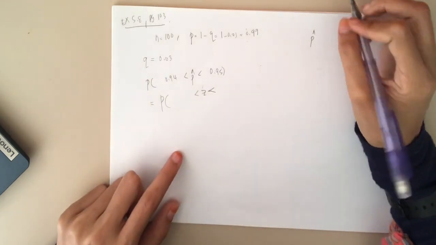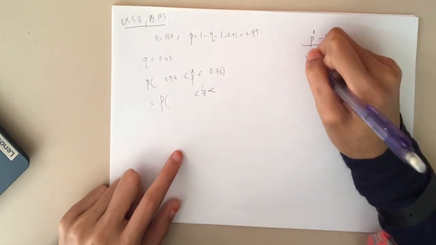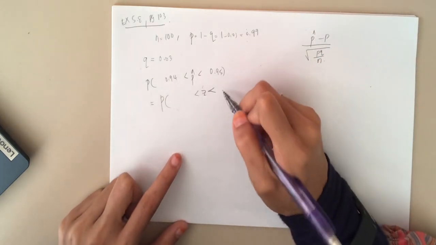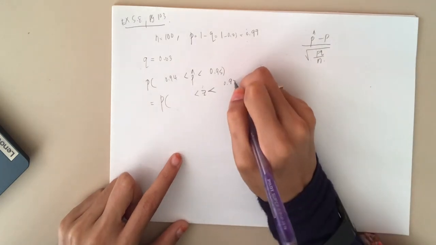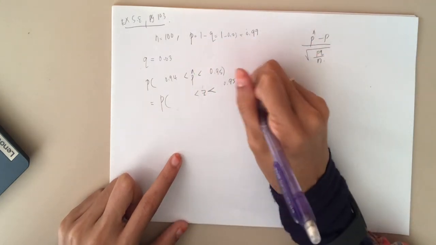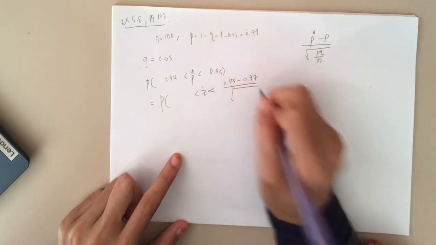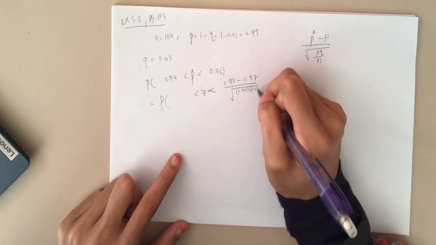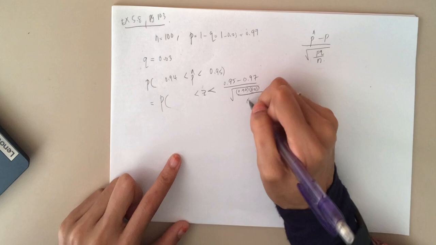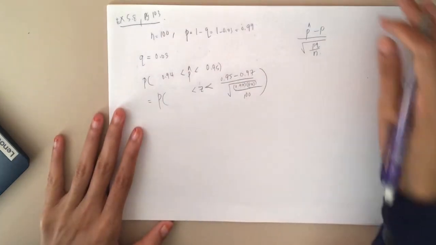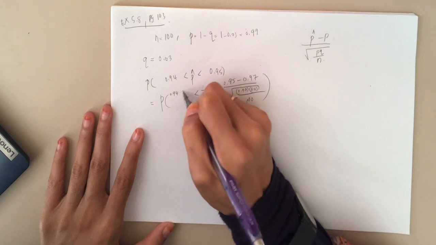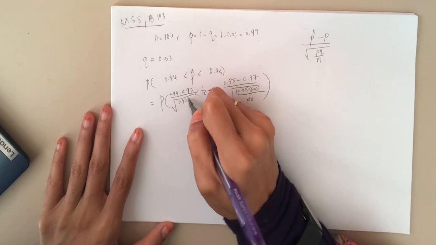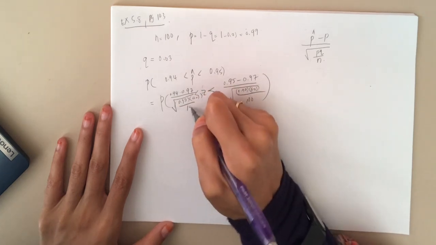So what do we need to do? Z equals p-hat minus p over the square root of pq divided by n. What is your p-hat here? At the right hand side it is 0.95. Your p here is 0.97. Then you have a square root of p, 0.97, times q, 0.03, over n, which is 100. The same thing you do at the left hand side: 0.94 minus 0.97 over the square root of 0.97 times 0.03 over 100.